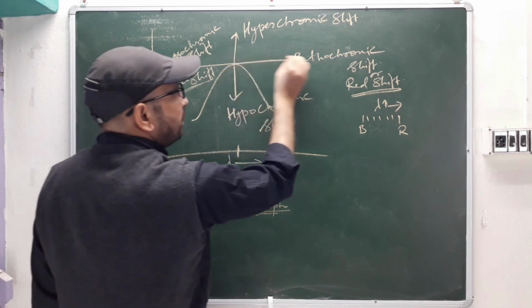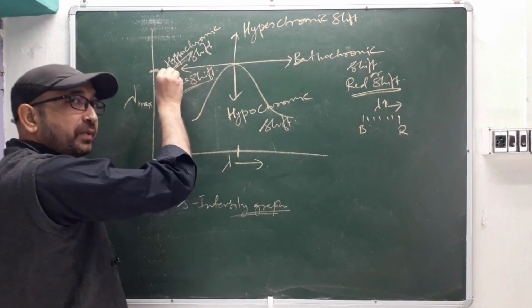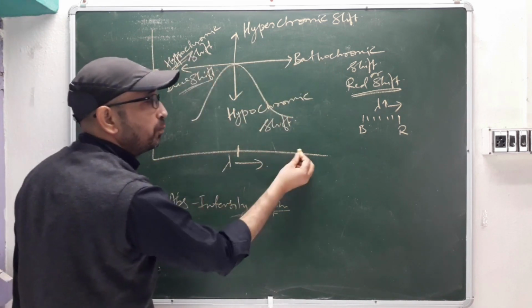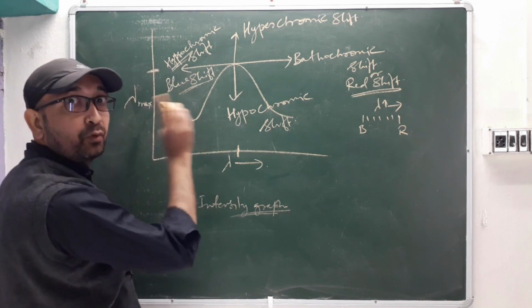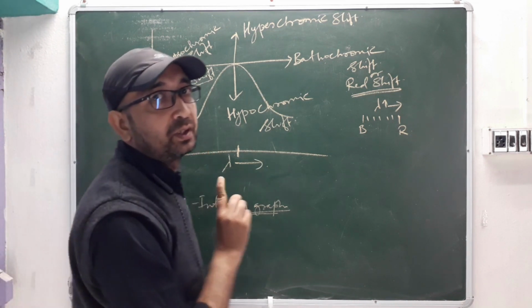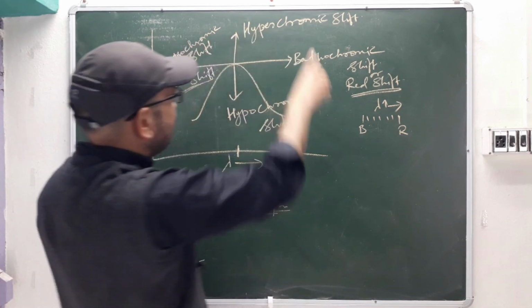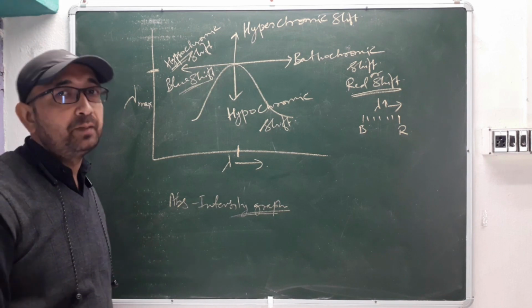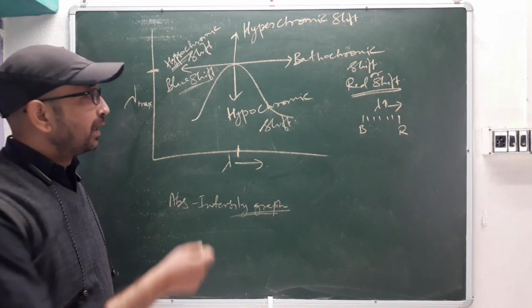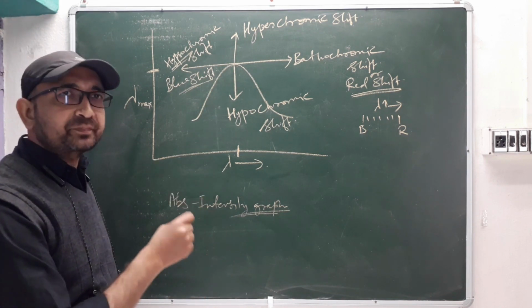And suppose bathochromic shift and hypsochromic shift is taking place, your lambda will move, but your lambda max will be constant. Okay, it won't be changed. So remember this one in your examination. Okay, so better you remember this picture. If you want, take a screenshot. It will help you out with so many questions from last 2 years.